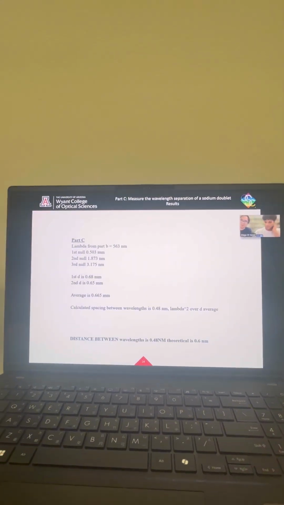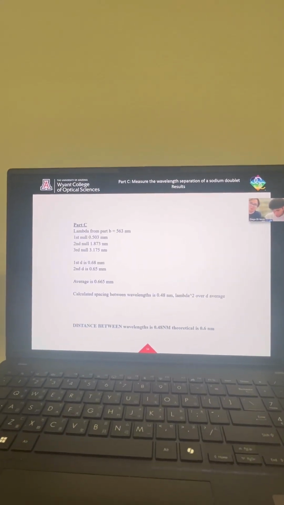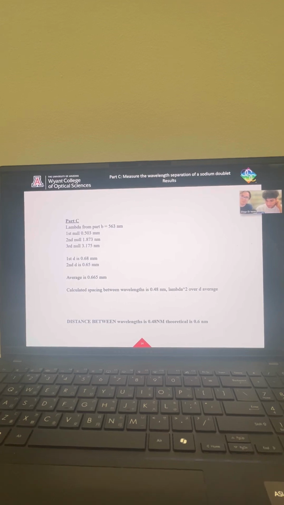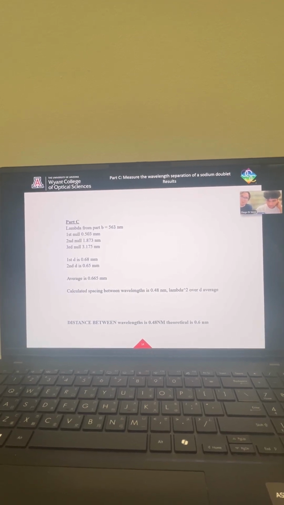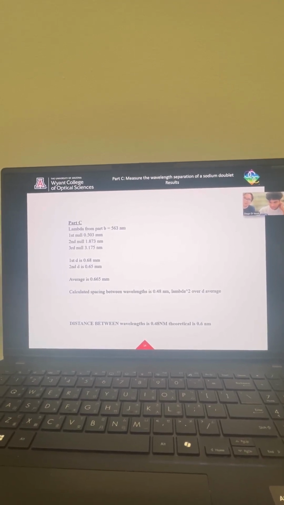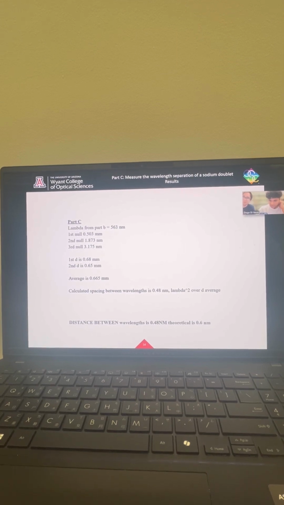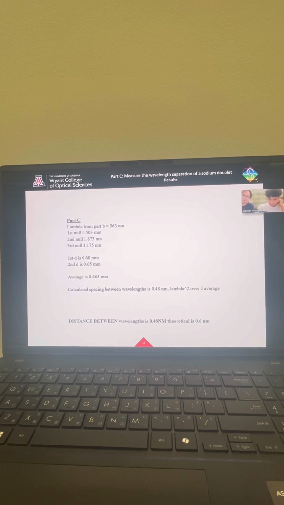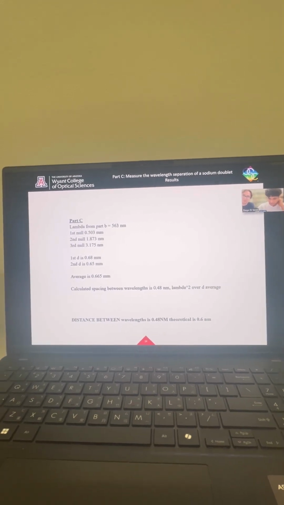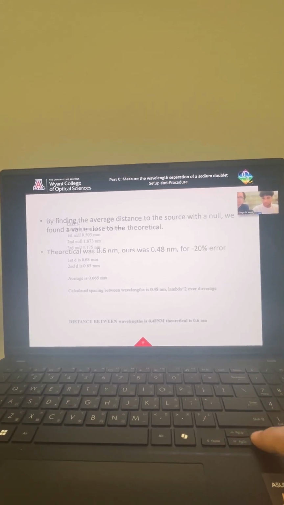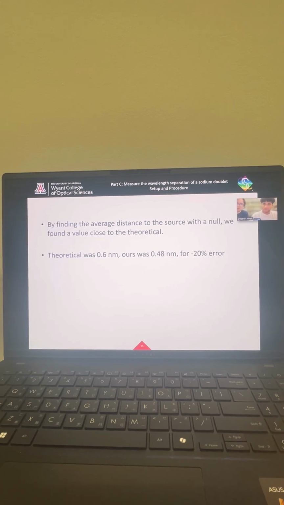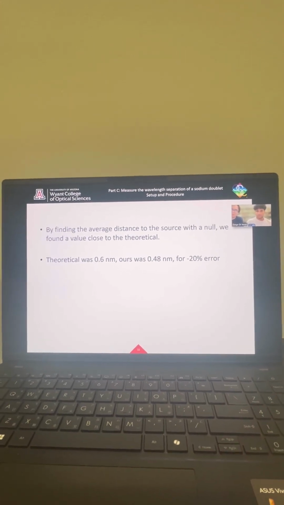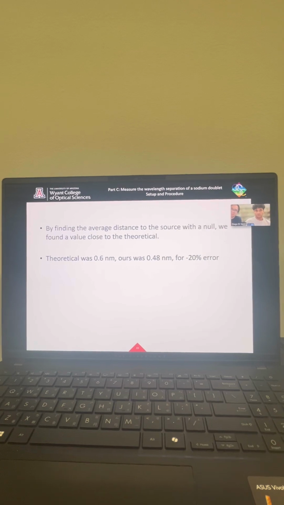So for Part C, these are our spots, and then we took the averages of the distances between them, and then by plugging this into the formula of lambda squared over the average distance between the spots, we ended up getting our separation between the wavelengths. We got a number of 0.48 nanometers compared to the theoretical 0.6 nanometers. This ended up being a 20% error, which, considering the setup, does prove the theory to be pretty accurate.